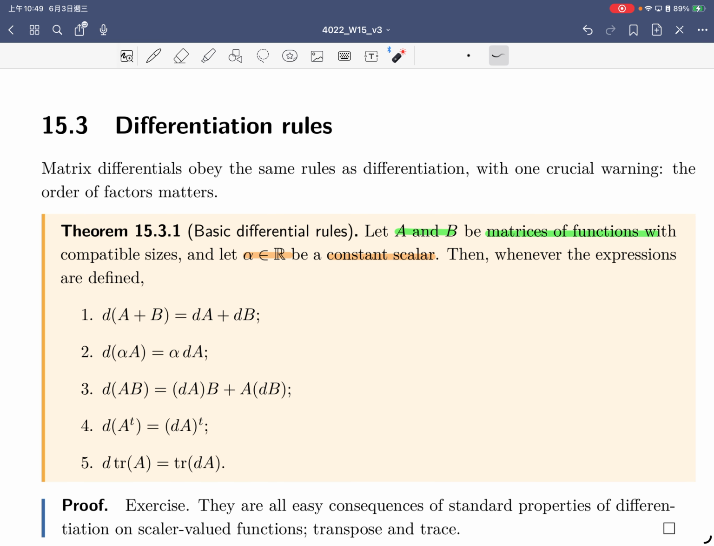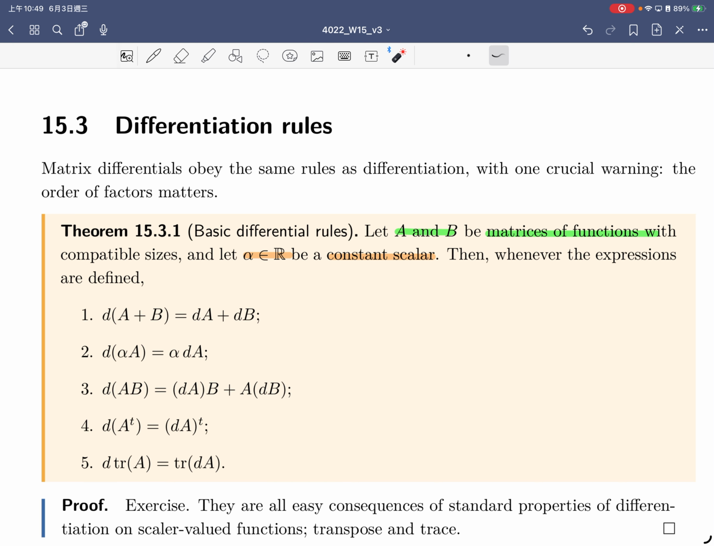Firstly, you have the sum rule. And then secondly, when you differentiate a product of a scalar constant times A, you can take out the scalar. And you have the product rule, okay? You have the product rule. And the next two may look a bit funny, okay? The next one is when you transpose a matrix-valued function and differentiate term by term, it's the same as differentiating term by term first and then taking the transpose. So this is obvious, okay? If you think about how it works, it's obvious.